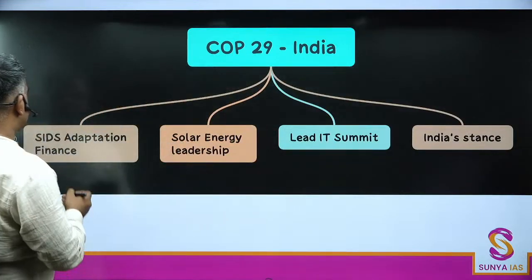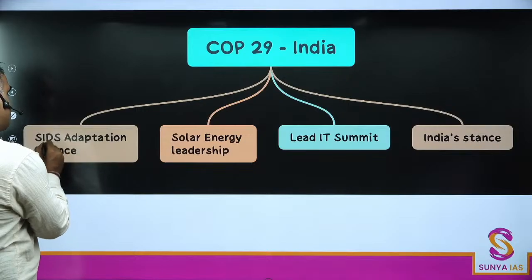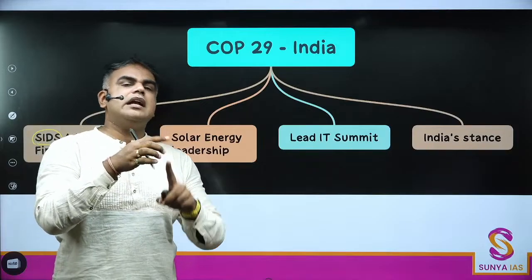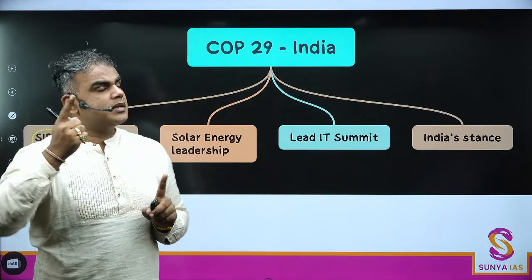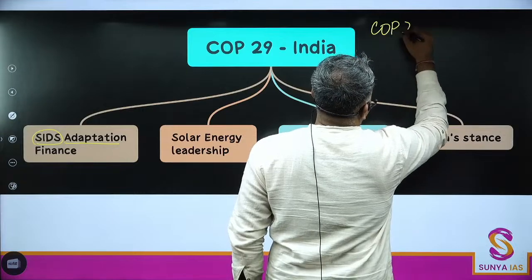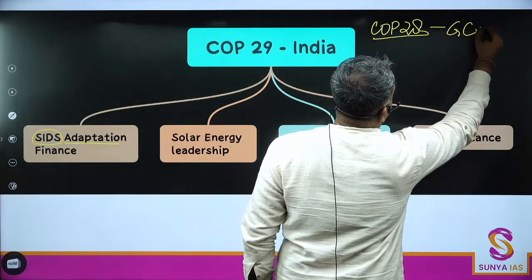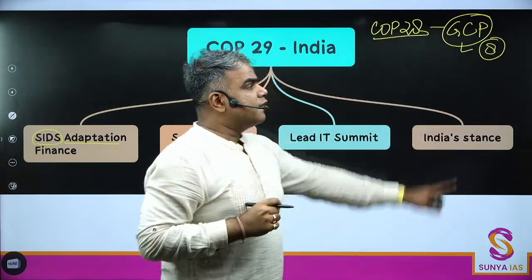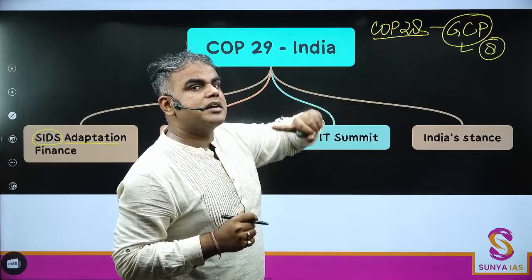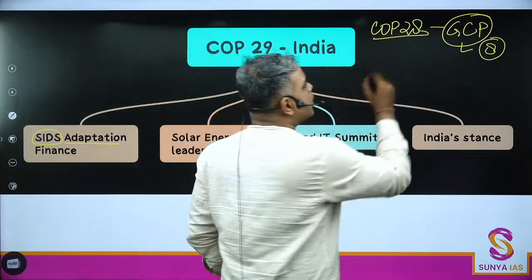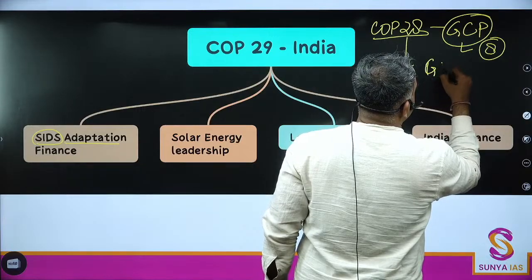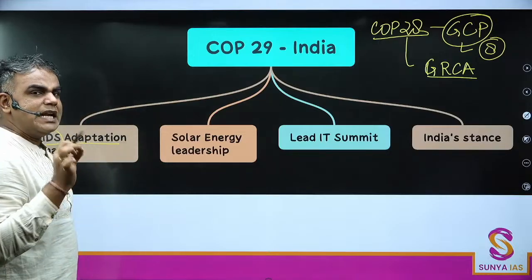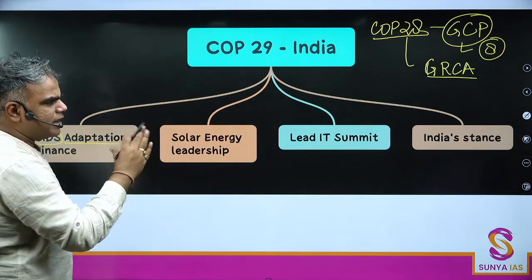Just the last couple of points you need to know. India talked about SIDS and adaptation finance. Last year in COP28, India was more in the news. Why? In COP28, India had launched the Green Credit Program. If you're preparing for this exam, see what the 8 activities under the Green Credit Program are. In COP28, India also launched the Global River Cities Alliance. There was also LeadIT 2.0 in the news, but now in COP29, very few things are there.